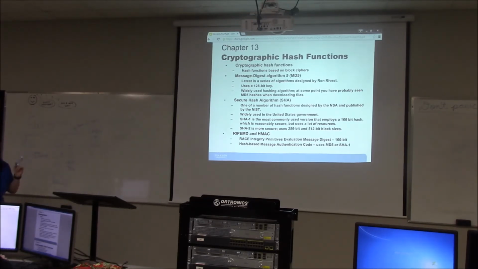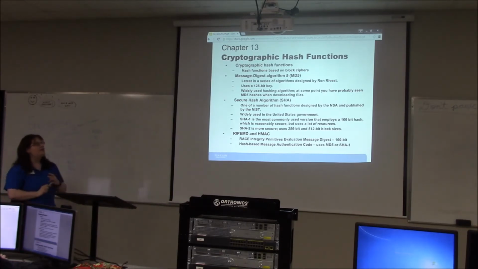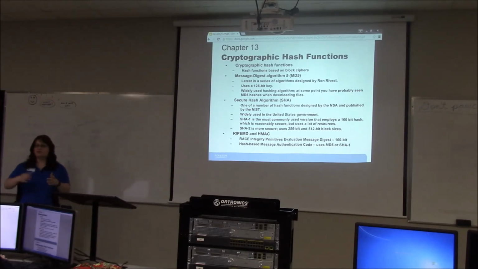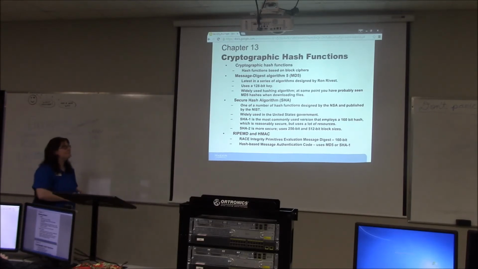So when you see these talked about and you see that they're collision resistant or a collision has been found, that's the same thing as saying it's deprecated, it's no longer in use. So, cryptographic hash functions are based on block ciphers, and they normally have a fixed length of output that they give you. Whereas encryption could be anything, right?